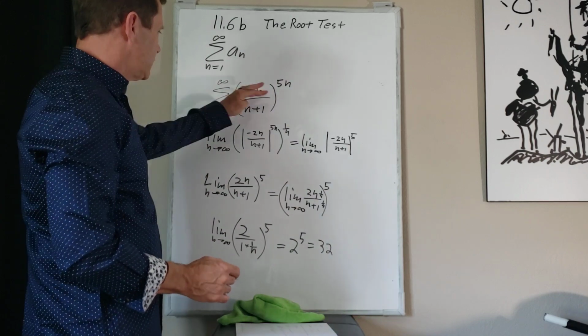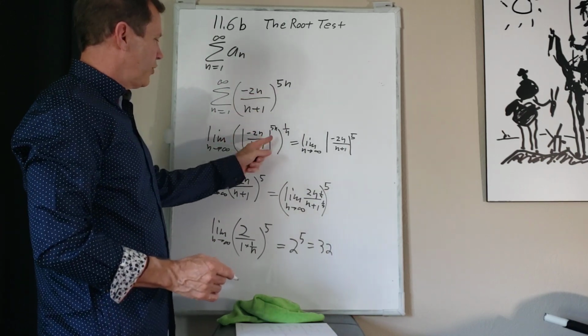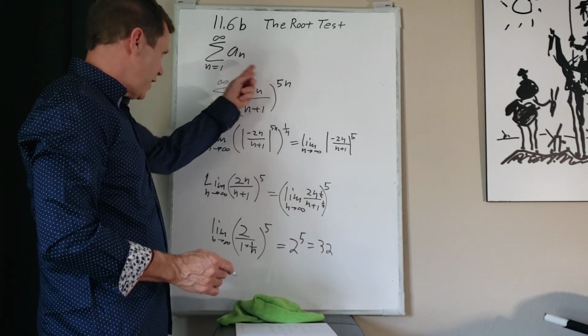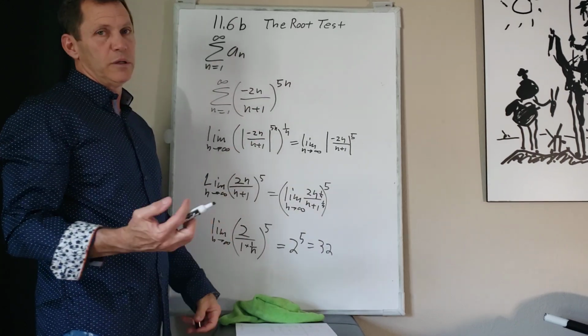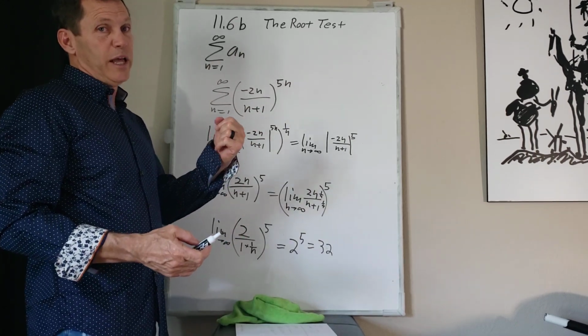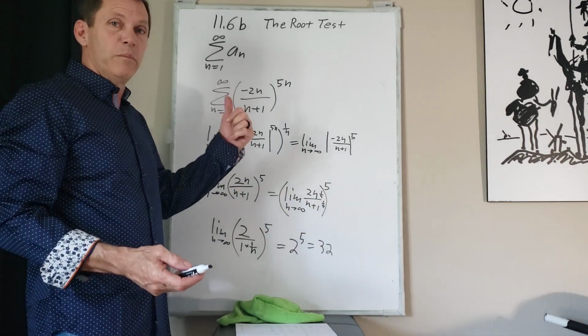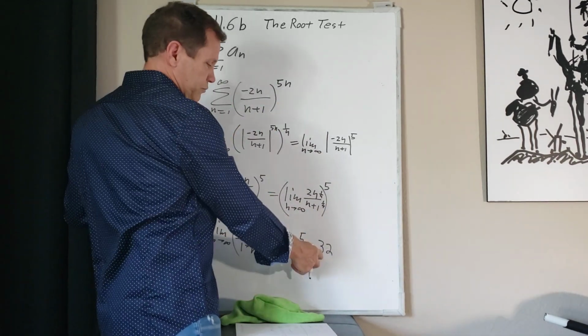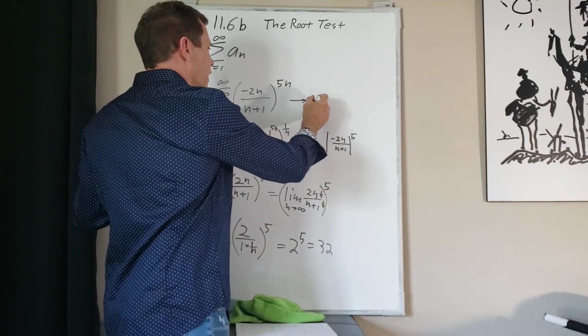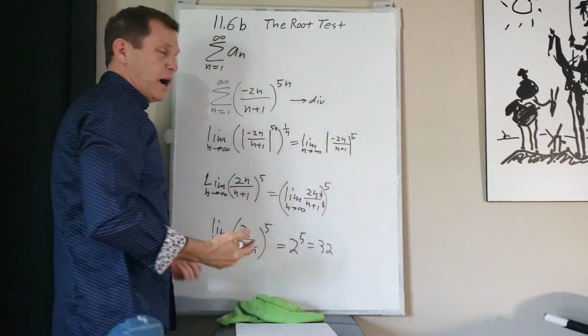So I took the nth root of the absolute value of this guy, and it went to 32. What do you got? It's got to be less than 1, good. Equal to 1, you wasted your time. Bigger than 1 means it diverges. So 32 is definitely bigger than 1, so this series diverges by the root test.